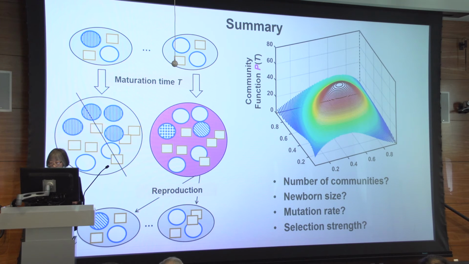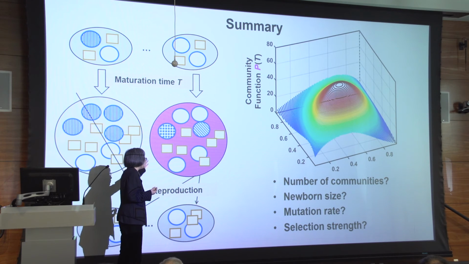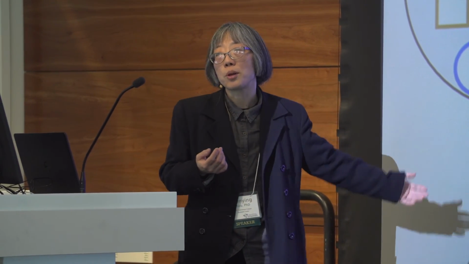So all these are incredibly interesting questions that would allow us to gain some insights on general principles that govern community selection. And then this kind of insight can then guide experimentalists to actually perform these experiments. Thank you very much for your attention.